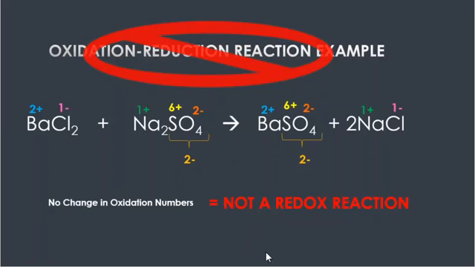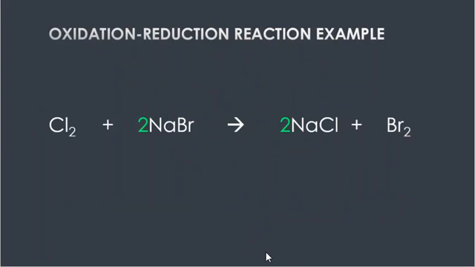Let's take a look at another example. Here we have a single replacement reaction involving chlorine. Remember, chlorine is a diatomic molecule, plus sodium bromide, producing sodium chloride and bromine. Bromine also being a diatomic molecule. Let's examine each of the elements to see what happens with their oxidation state. Starting with chlorine. Chlorine, in its diatomic free state, has an oxidation number of 0, and on the product side, present in an ionic compound, it has an oxidation state of -1.